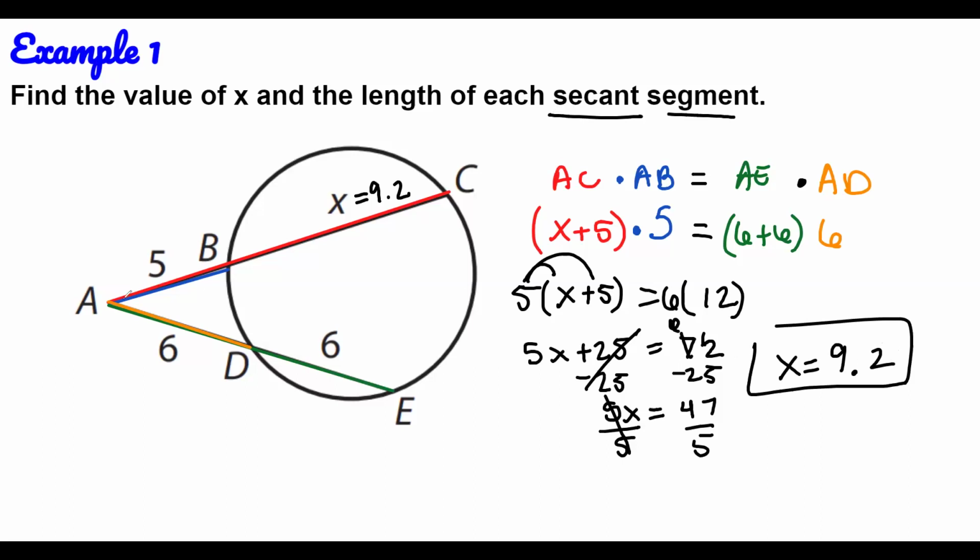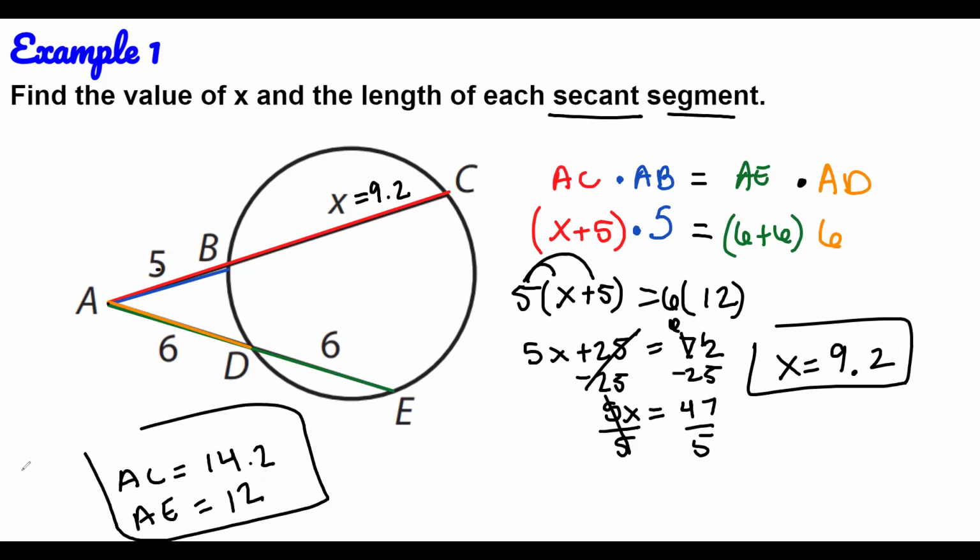Now we have to find the measurement of each secant. The first secant is from A to C. So AC should be what? 5 plus 9.2, 14.2. And the other one, we already have it, AE. AE is 6 plus 6, which is 12. Woohoo! Not too bad, right?